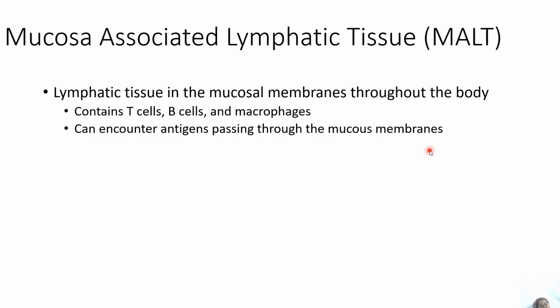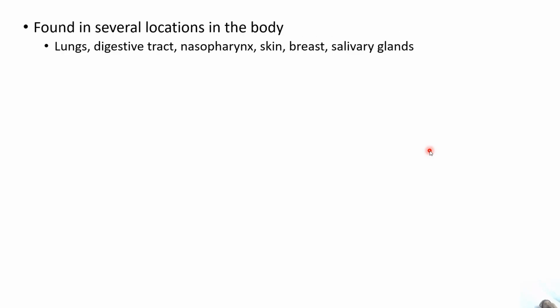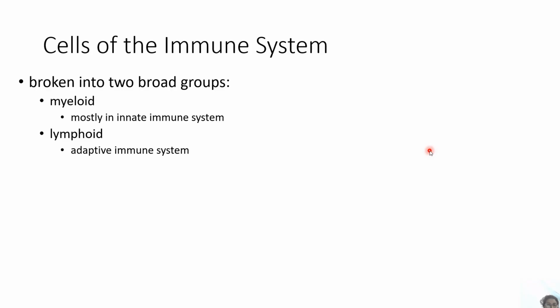Then we talk about MALT, mucosa associated lymphatic tissue. Basically, it's lymphatic tissue in mucosal membranes throughout the body and contains T cells, B cells, and macrophages. It can encounter antigens passing through the mucous membranes. It's found in several locations in the body: lungs, digestive tract, nasopharynx, skin, breast, salivary glands.